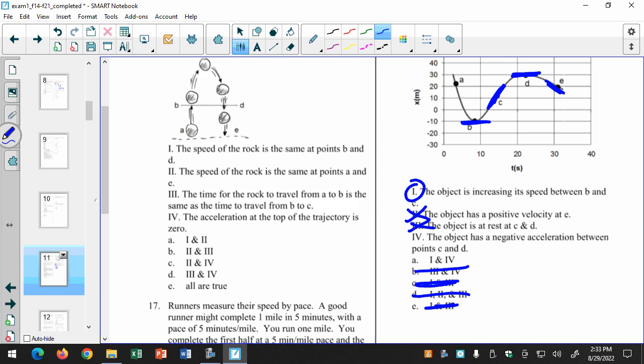And 4 was the hardest statement to figure out. Well, let's figure it out. Between point C and D, the object has a negative acceleration. Between this point and this point, is it speeding up or slowing down? Slowing. Is it positive or negative velocity? Positive velocity, right? Because this is a positive slope, but it's getting to be a smaller slope as I go up. Slowing down means my acceleration is opposite the direction of the velocity. So those two together tells me that I have a negative acceleration.